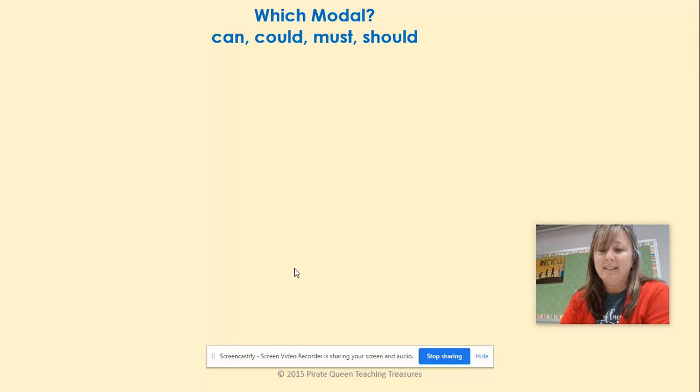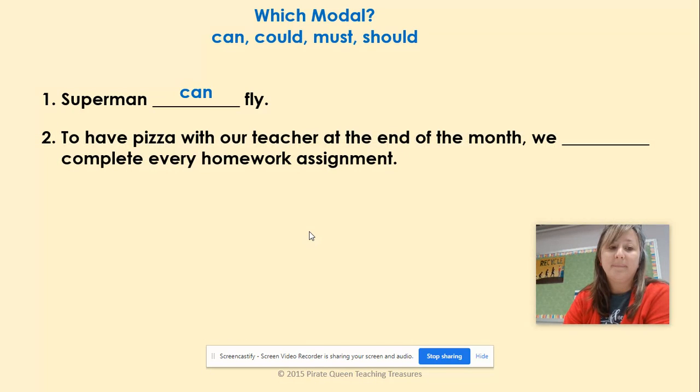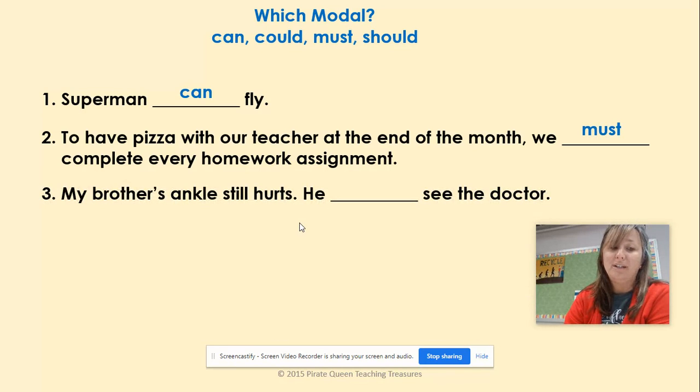So we're going to practice. Which modal would you use? Would you use can, could, must, or should? Number 1, Superman blank fly. Which one do you think we should use? Superman can fly. Number 2, to have pizza with our teacher at the end of the month, we blank complete every homework assignment. Good. We must complete every homework assignment.